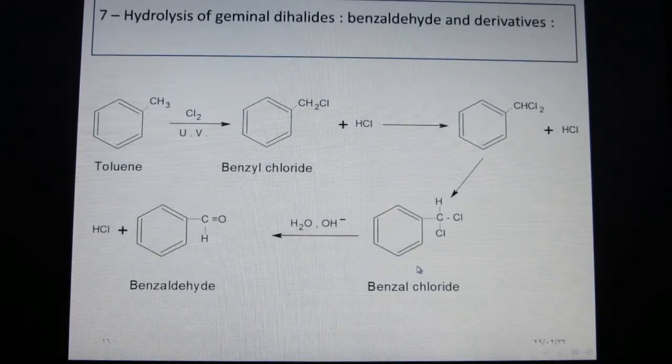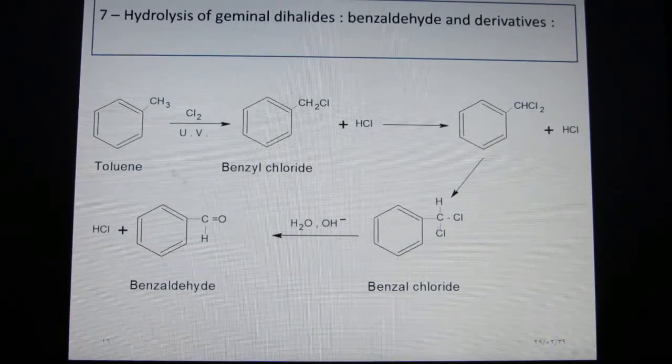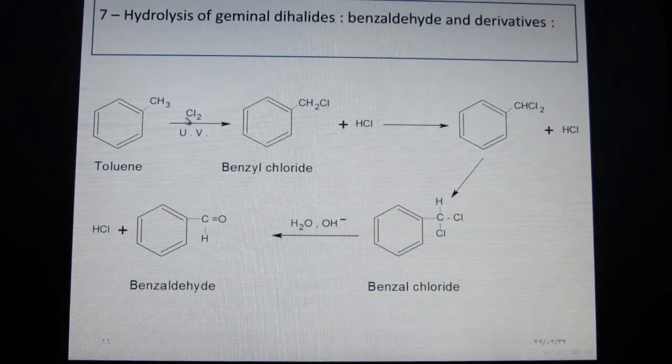Hydrolysis of geminal dihalide, for benzaldehyde and derivatives. Here we take toluene and in presence of chlorination with UV. What does that mean, in UV? It means that we make substitution to this hydrogen and put chlorine. Again, this means that we substitute also the second hydrogen with chlorine. And this is the arrangement of the compound.